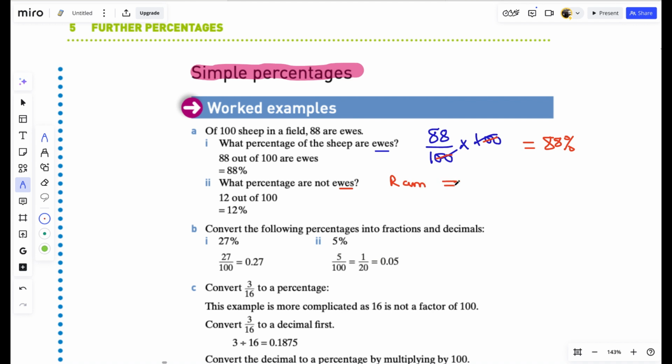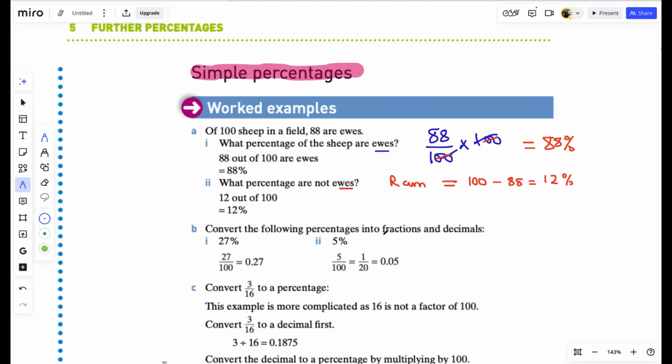We say this is 100 minus 88. The ones that are not ewes, you say 100 minus 88. So you have to know the number of the animals that are not ewes. So you say 100 minus 88, we get 12, right? So if you want the percentage, you say 12 over 100 times 100, which is 12%. 12 out of 100 will give you 12%.